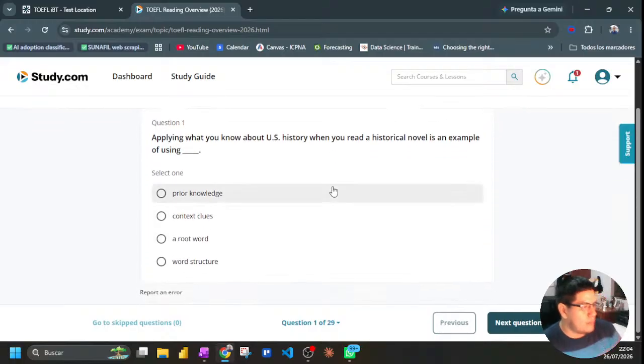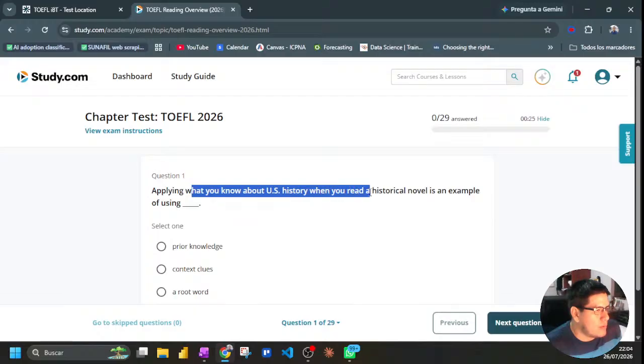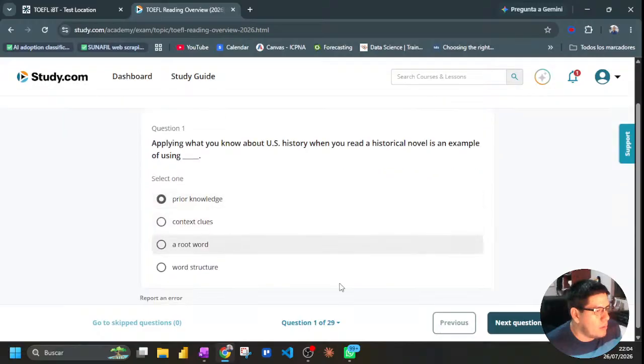Ok, creo que ya está corriendo el tiempo. Okay. Apply what you know about US history when you read a historical novel is an example of using prior knowledge.